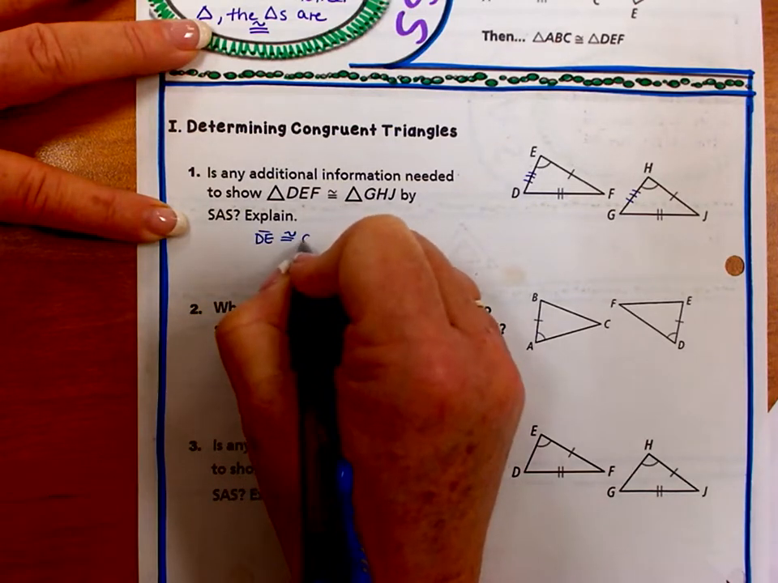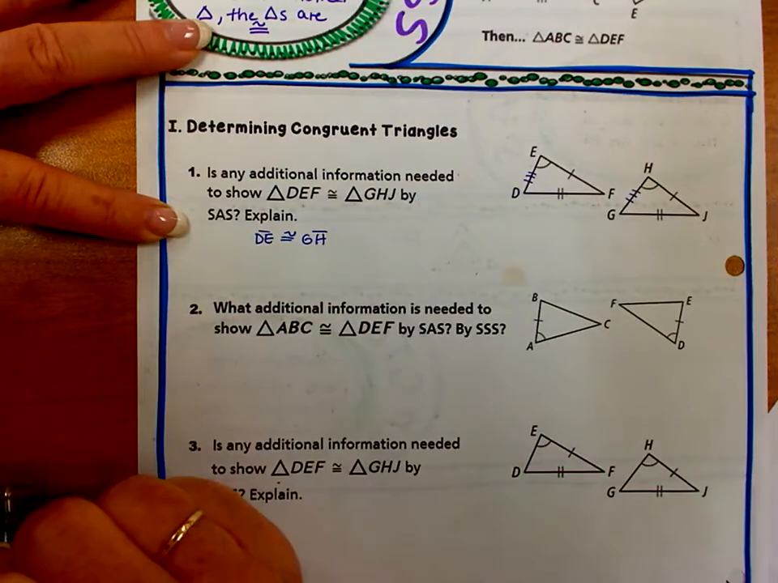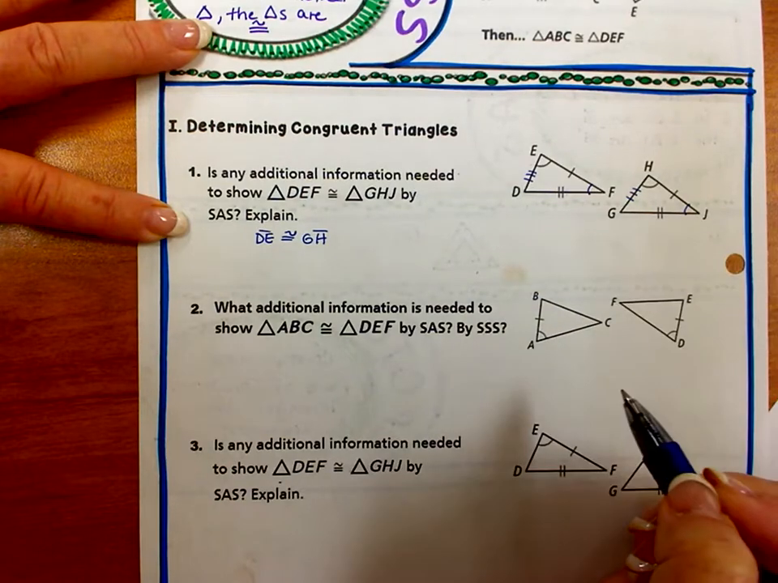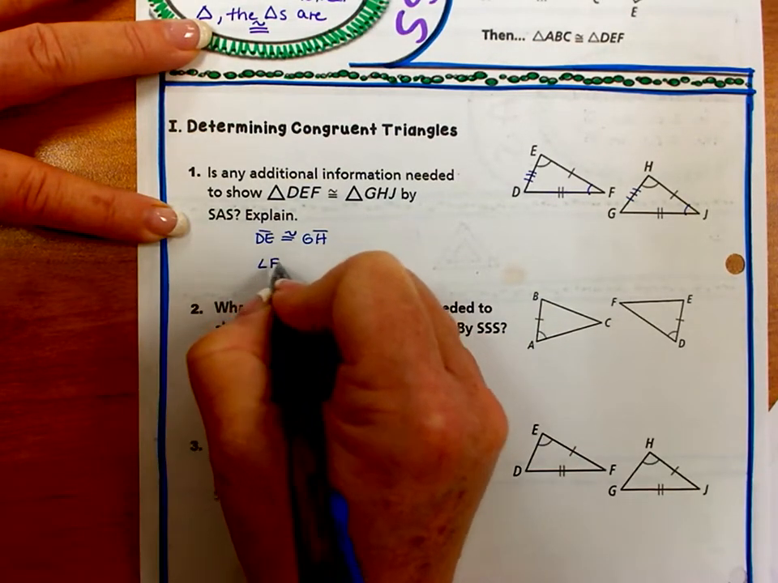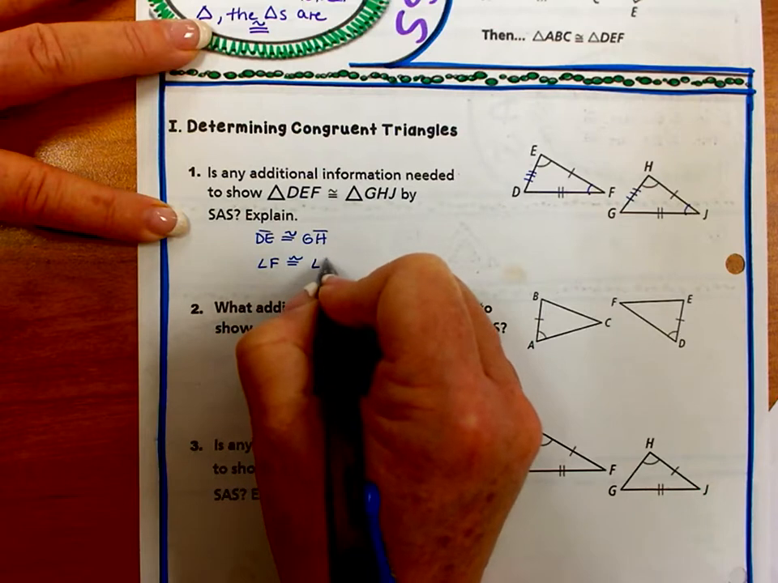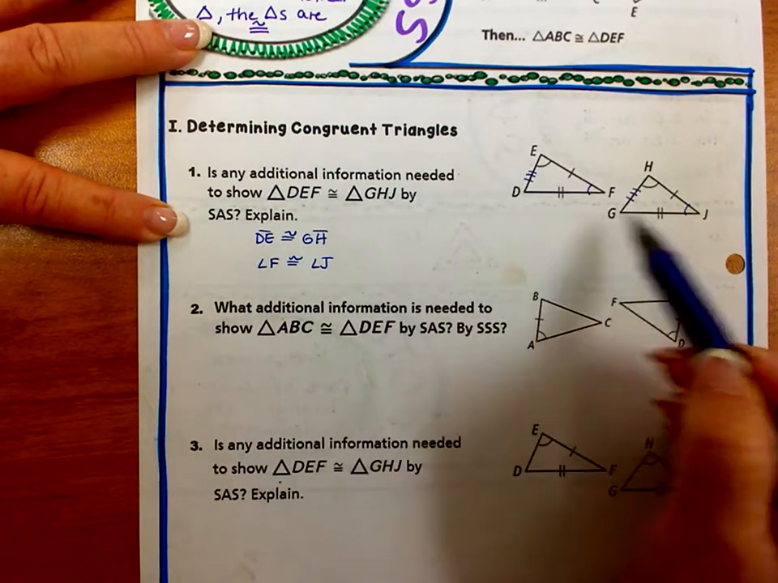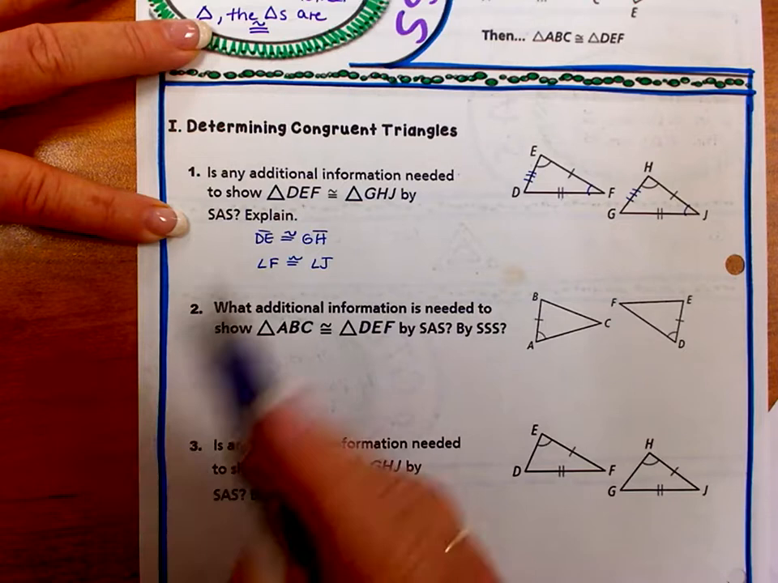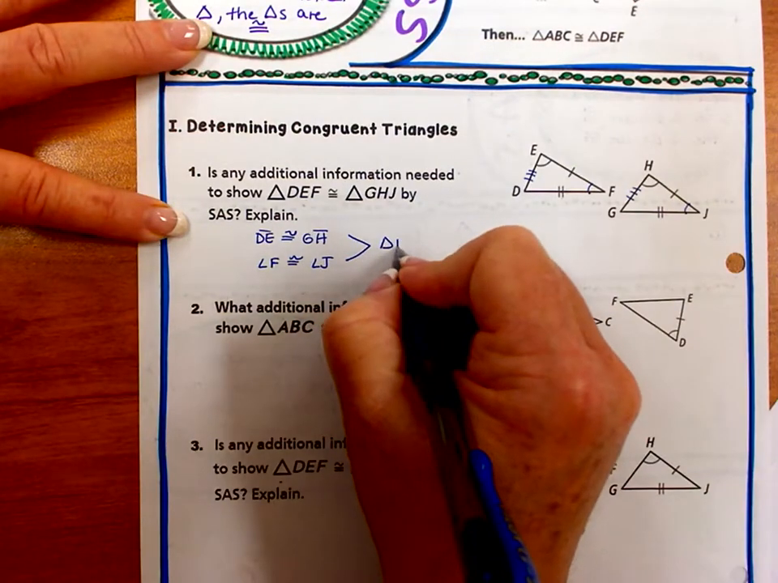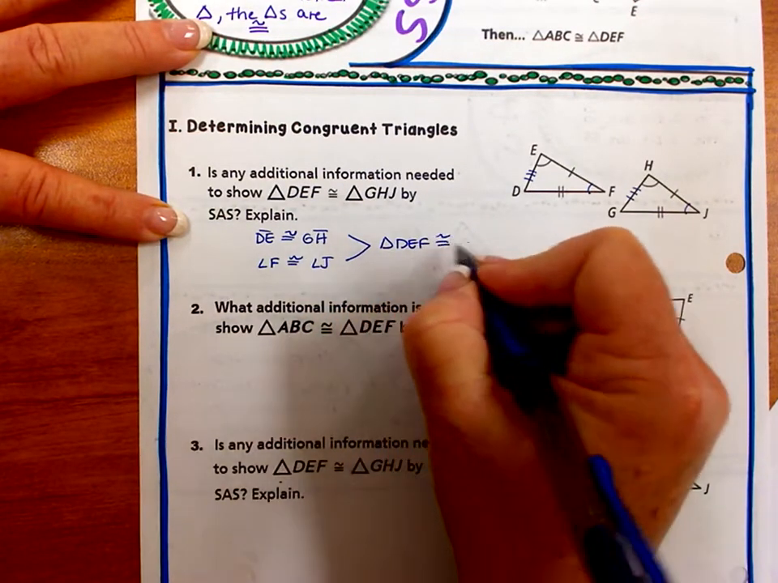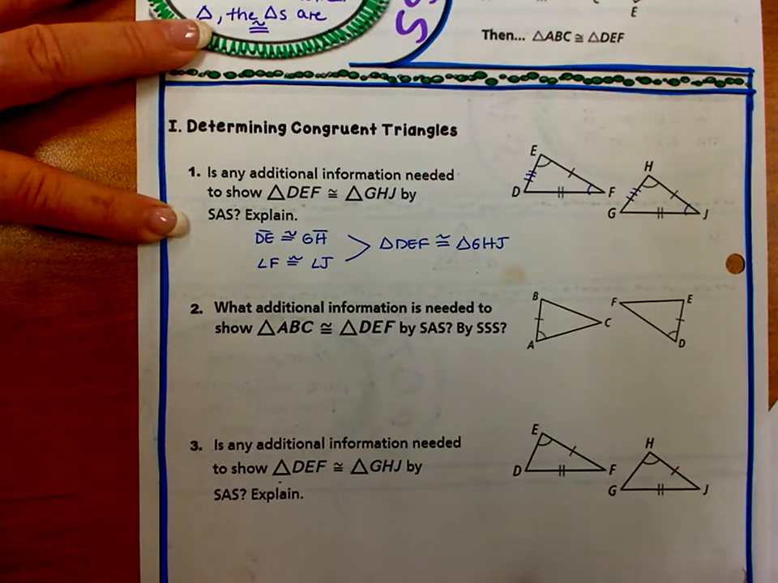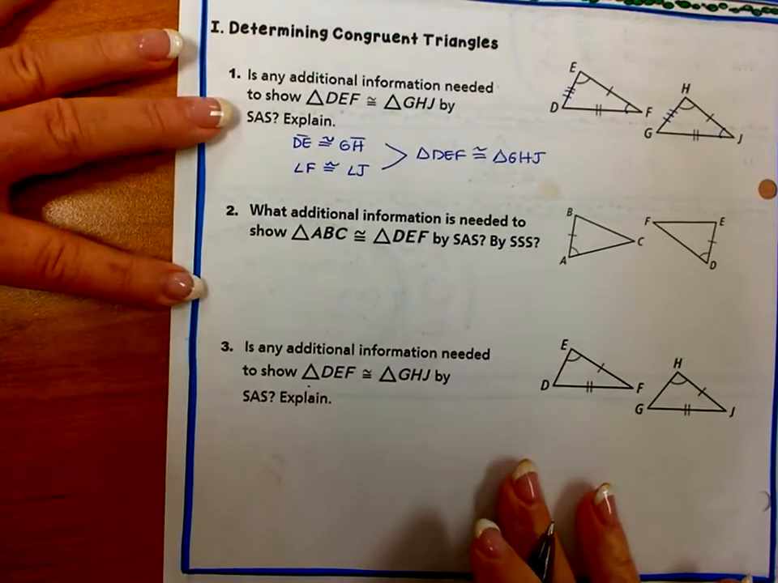So in order for side, angle, side to work, we would have to know that side DE is congruent to side GH. The other way that we could do this is if we knew that angle F was congruent to angle J. If angle F is congruent to angle J, then we have side, angle, side, and side, angle, side, and we can say that those triangles are congruent. So those are two different reasons that are going to show that triangle DEF is congruent to triangle GHJ with the other information that we are given. Okay, let's take a look at the next one.